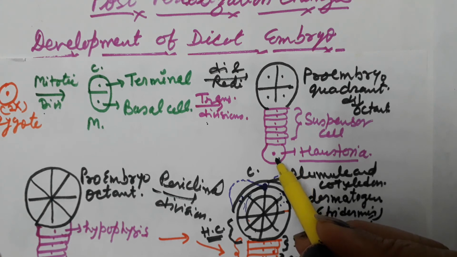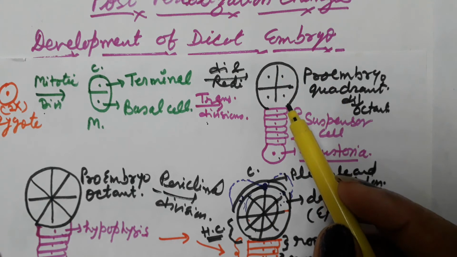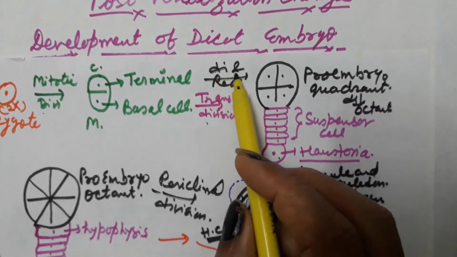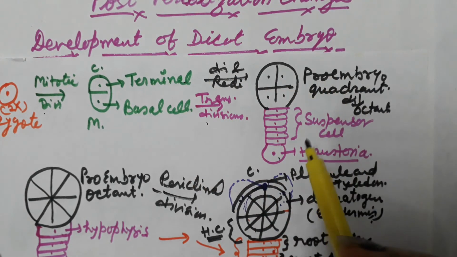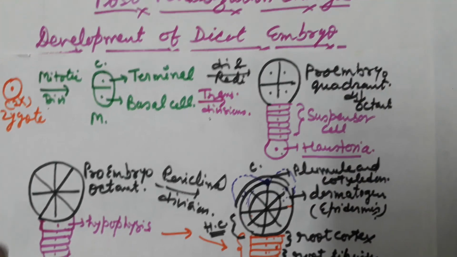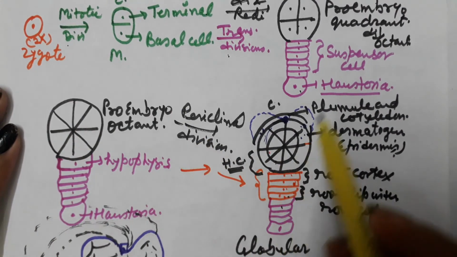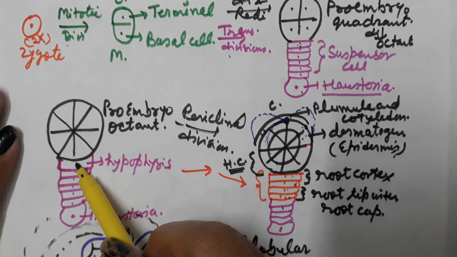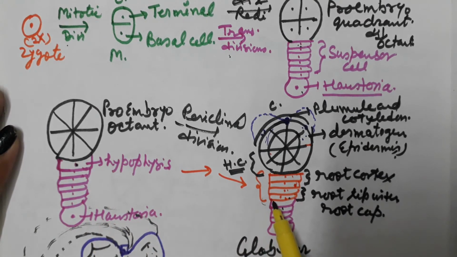What is the function of haustoria? It pushes the developing embryo towards the endosperm, as the endosperm provides nourishment for the developing embryo. Division takes place in the terminal cell and a four-celled quadrant proembryo is produced. Now division takes place in the proembryo quadrant and it is converted into a proembryo octant. The upper cell of the suspensor, which is towards the embryo side, is known as the hypophysis, differentiated from others, and it divides and redivides to form a tier of 8 cells.